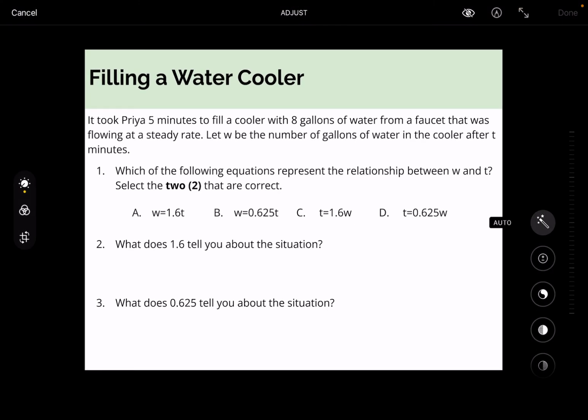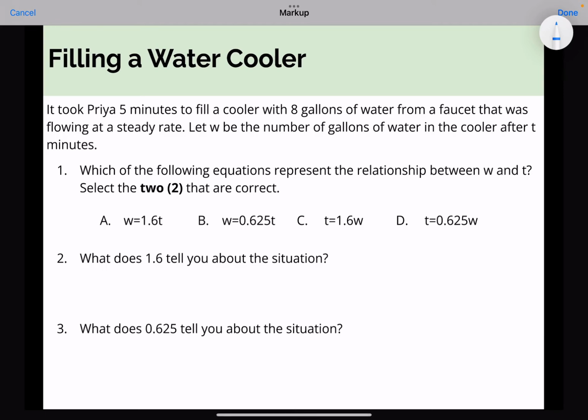And we're looking at filling a water cooler. It took Priya 5 minutes to fill a cooler with 8 gallons of water from a faucet that was flowing at a steady rate, so that rate did not change. We're going to have W be the number of gallons of water in the cooler after T minutes. So T is going to represent our time in minutes. Which of the following equations represents the relationship between W and T? There are 2 that are correct. And then what does 1.6 tell you about this situation? And what does 0.625 tell you about the situation?